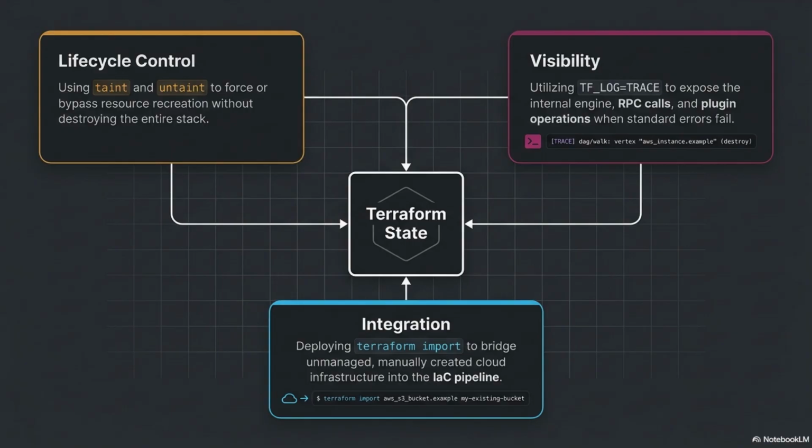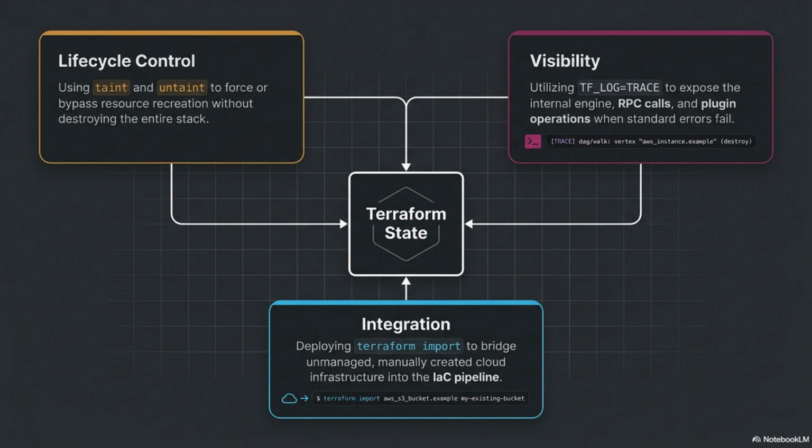The second pillar is visibility. This is where you crack open Terraform's internal engine using TF_LOG=TRACE and expose the RPC calls, plugin operations, and state lineage that standard error messages never show you. When standard errors aren't enough, you go deeper.